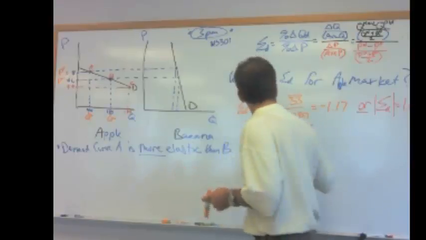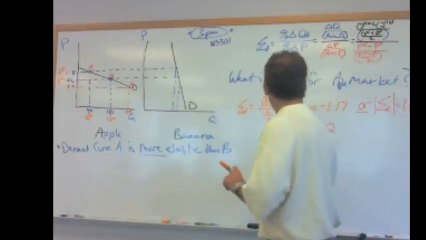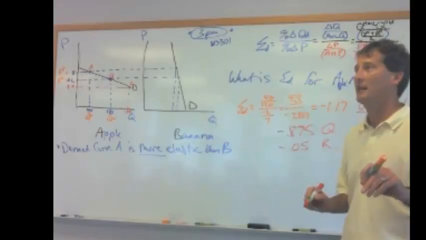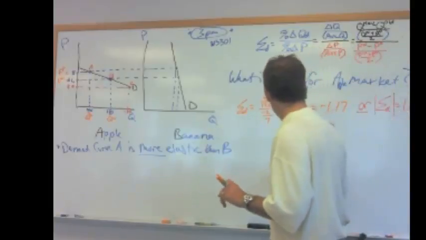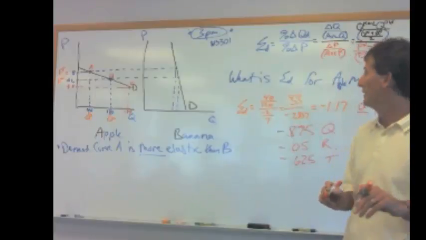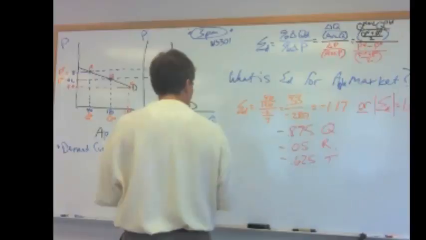0.875 is the Quinn. Negative 0.05 is the Riley. Negative 0.625. All right, closed. Let's just do it now.